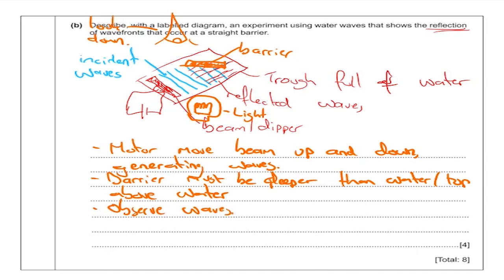Now, in the mark scheme, there was 1 mark for a labelled diagram. There was 1 mark for showing in the diagram the reflected waves. There was 1 mark for having it full of water. There was a mark for producing the waves. There was a mark for some kind of information about the barrier, like it being deeper than the water or it being made of wood or metal. And there is a mark for saying how you will observe the waves, up to a total of 4. Just get yourself familiar with a ripple tank. It does come up a couple of times in the exam, so it's worth being familiar with it.